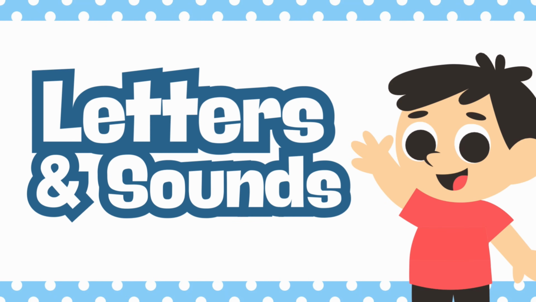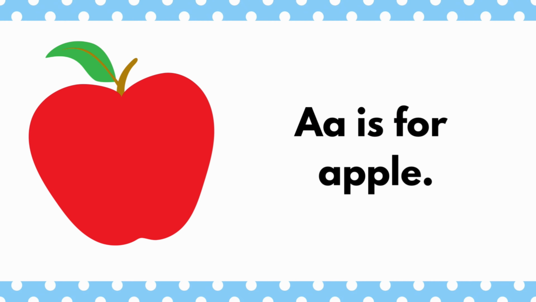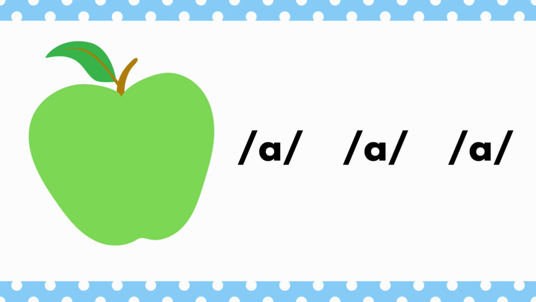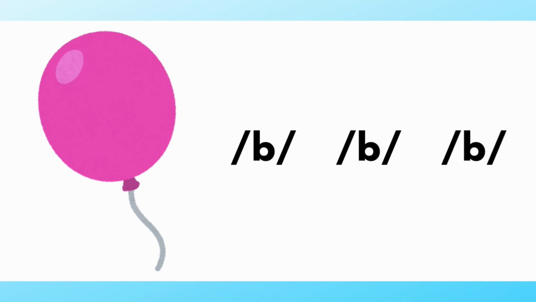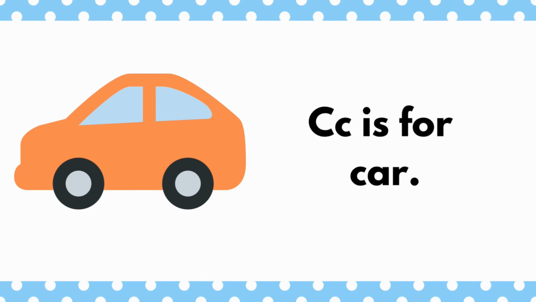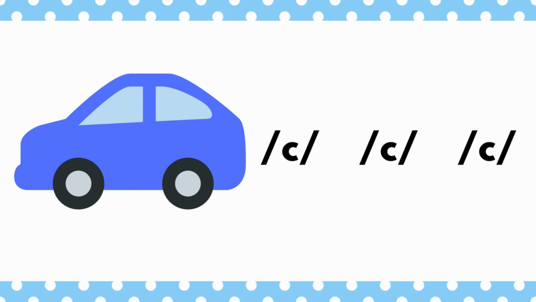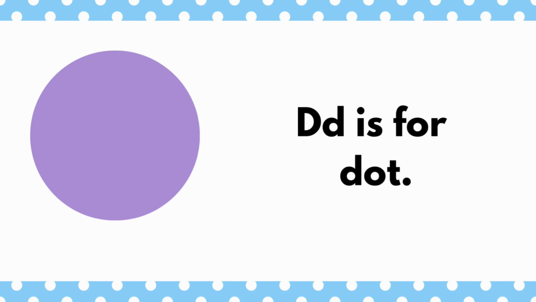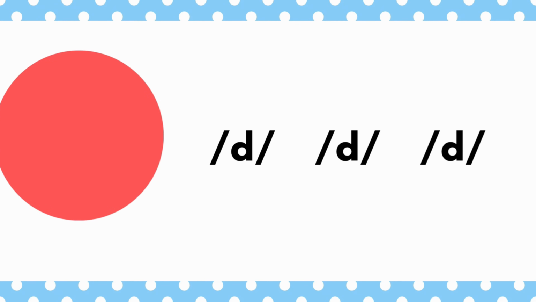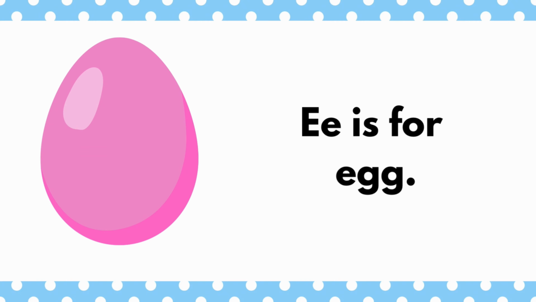Letters and sounds. A is for apple. A, a, a. B is for balloon. B, b, b. C is for car. K, k, k. D is for dot. D, d, d. E is for egg.